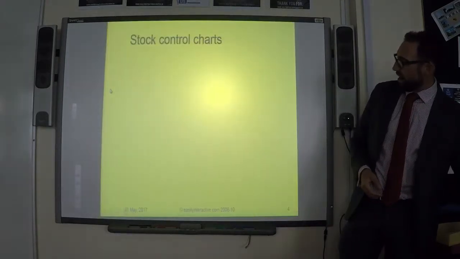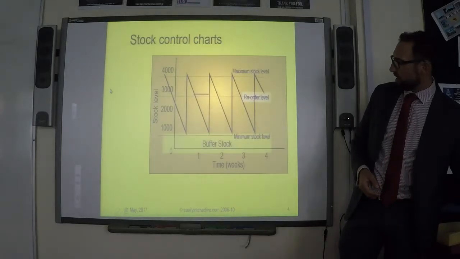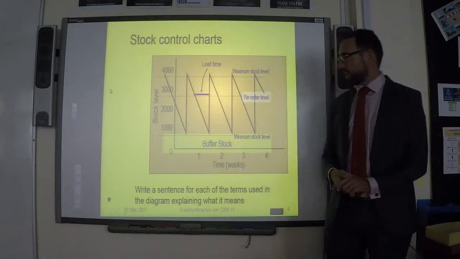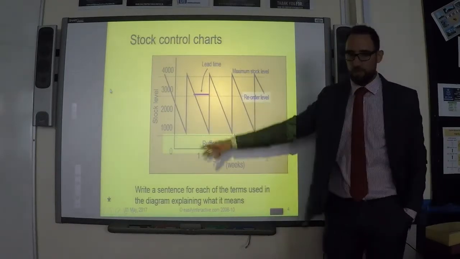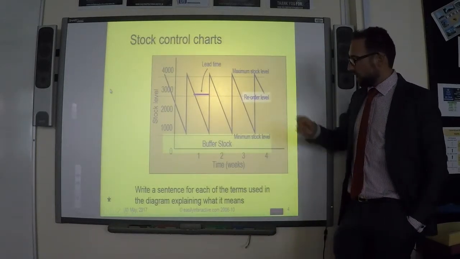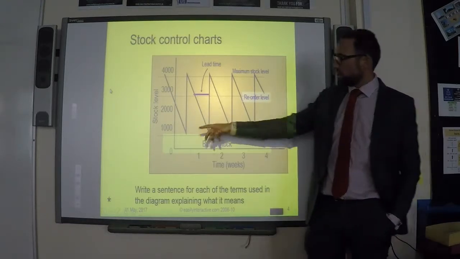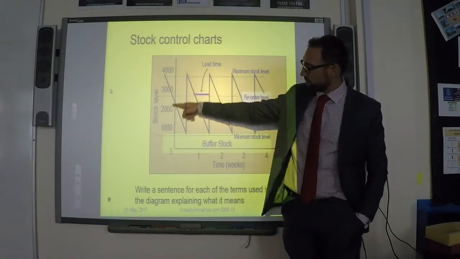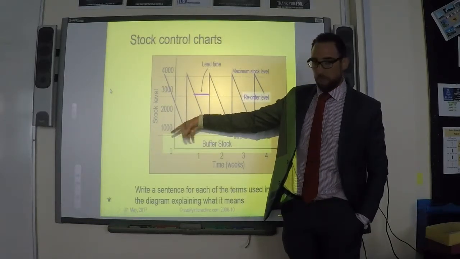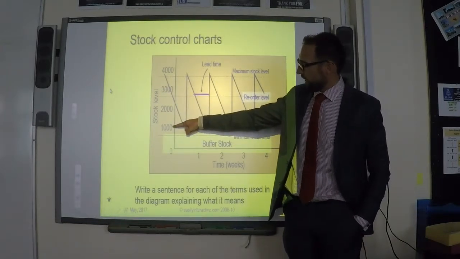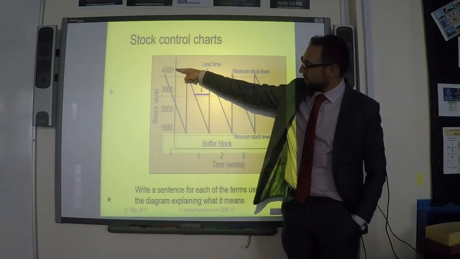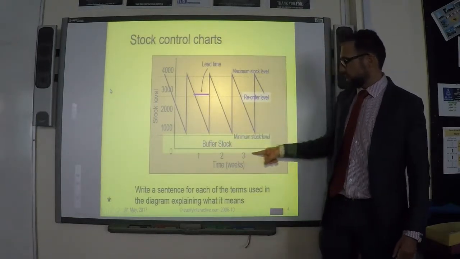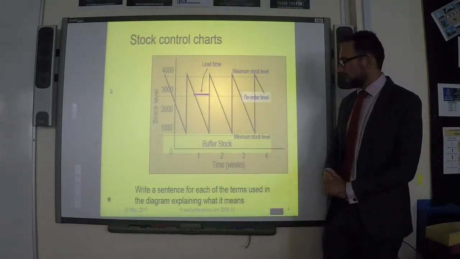So with a warehouse, what we will have is a stock control graph that looks like this. Now, this is basically representing our warehouse. And what I want to draw your attention to first of all are the axes. On here we have the amount of stock that is in the warehouse. So 1,000 boxes or components, whatever it is in the warehouse, 2,000, 3,000, 4,000. And across the bottom we have the time going along here. So 1 week, 2 weeks, 3 weeks, 4 weeks going along here.